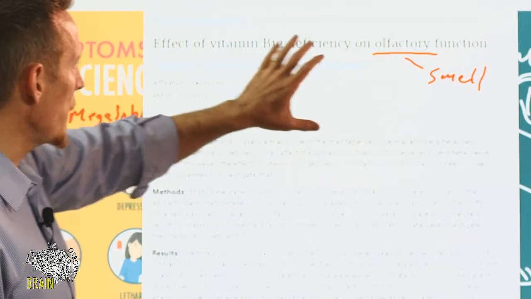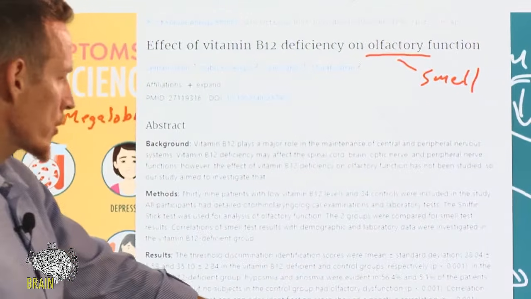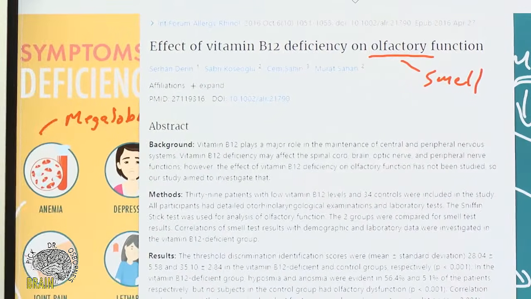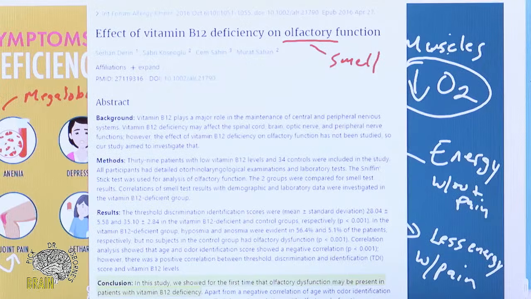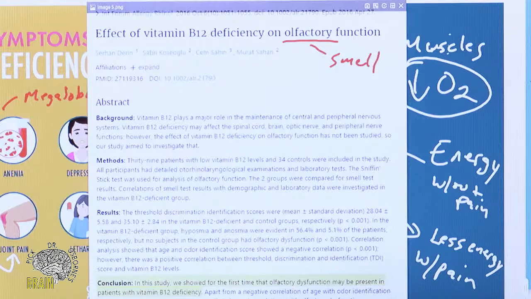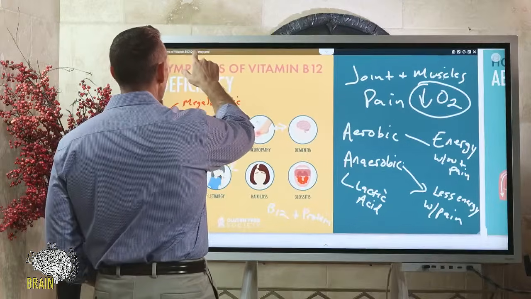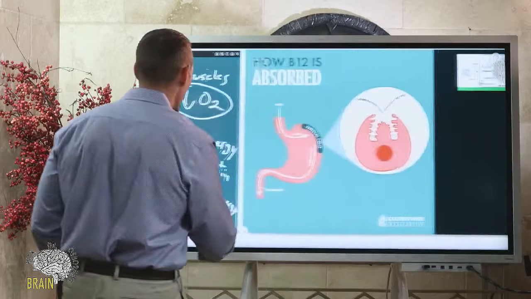So vitamin B12 affects the sense of smell. In this research study, these researchers showed for the first time that olfactory dysfunction, meaning loss of sense of smell, may be present in patients with vitamin B12 deficiency. Keep that in mind as another symptom as we move through the show tonight. At the very end, I've got some special research that I'm going to show you. So just keep that in mind as we move through.